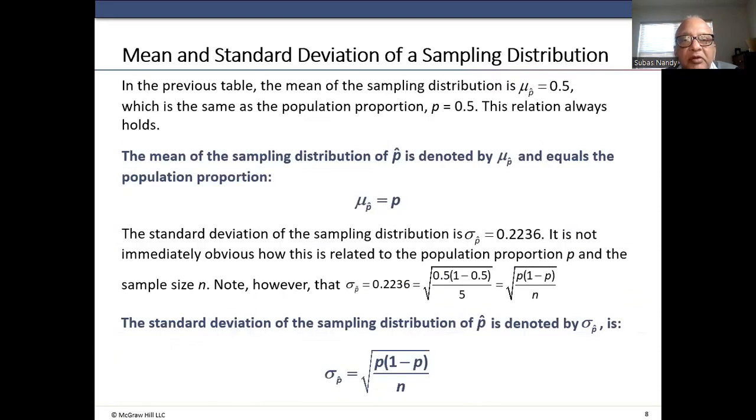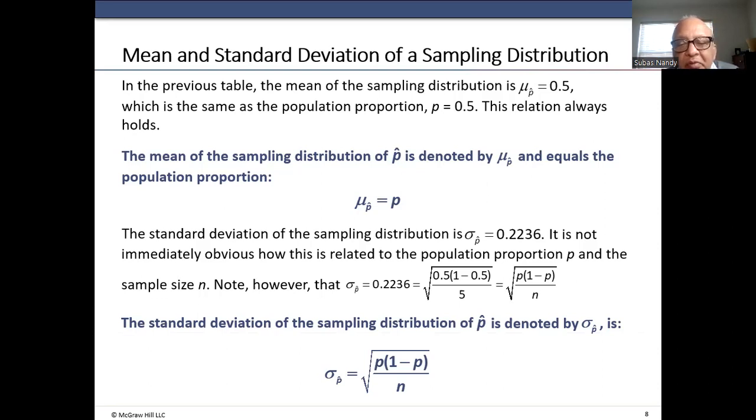Next, we compare these values to the population proportion 0.5 and the sample size 5. In the previous table, the mean of the sampling distribution, mu p hat, is 0.5, which is the same as the population proportion p equal to 0.5. This relation always holds. The mean of the sampling distribution of p hat is denoted by mu p hat and equals the population proportion, so mu p hat equals p. The standard deviation of the sampling distribution, sigma p hat, is 0.2236. It is not immediately obvious how this is related to the population proportion and the sample size n.